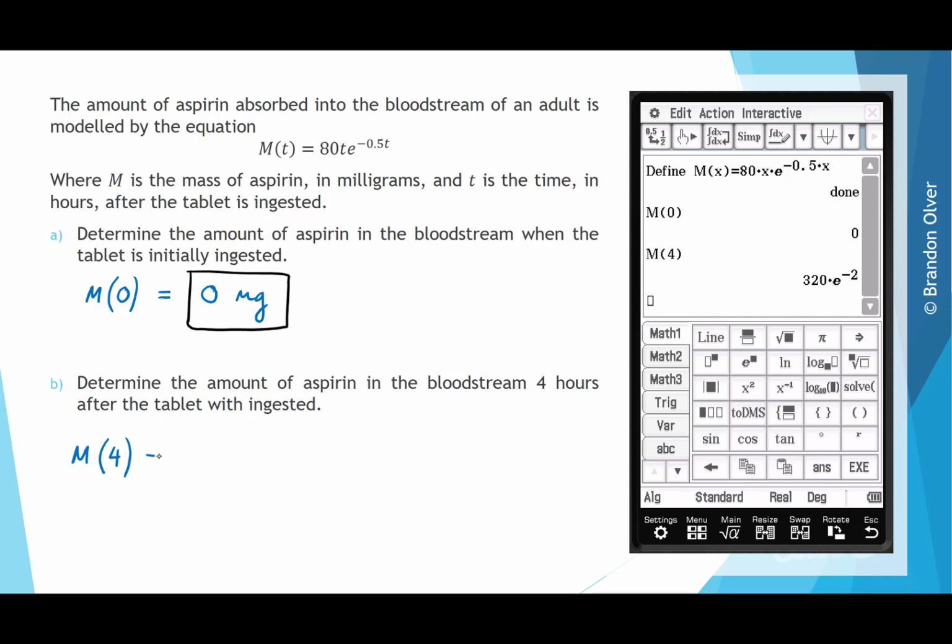So from the calculator, this is equal to 320 times e to the power of negative 2. And that's in milligrams. And because it doesn't ask for a decimal approximation, we give the exact answer as 320 times e to the negative 2 milligrams. For your interest, that is approximately 43.31 milligrams in the bloodstream.